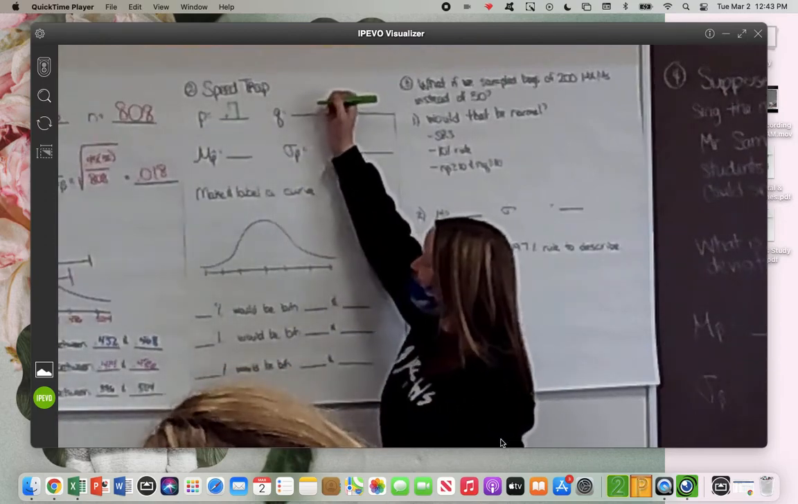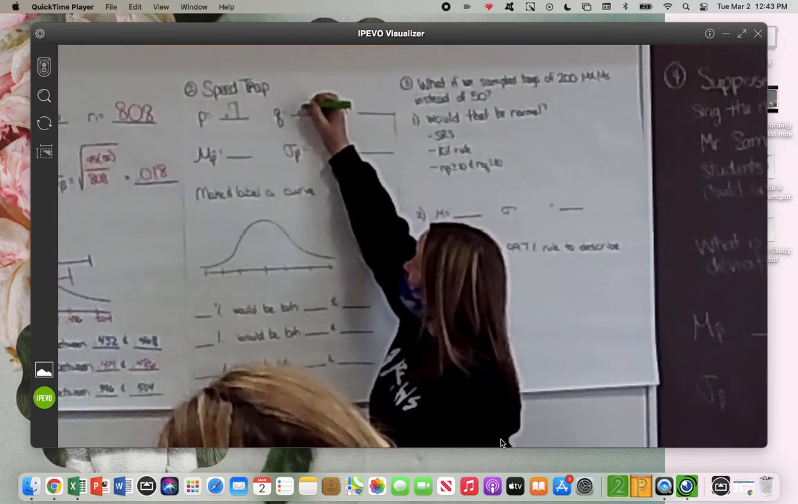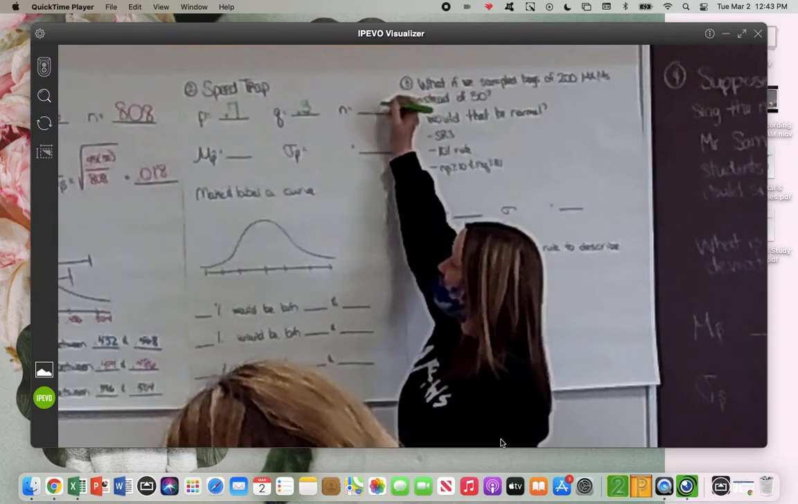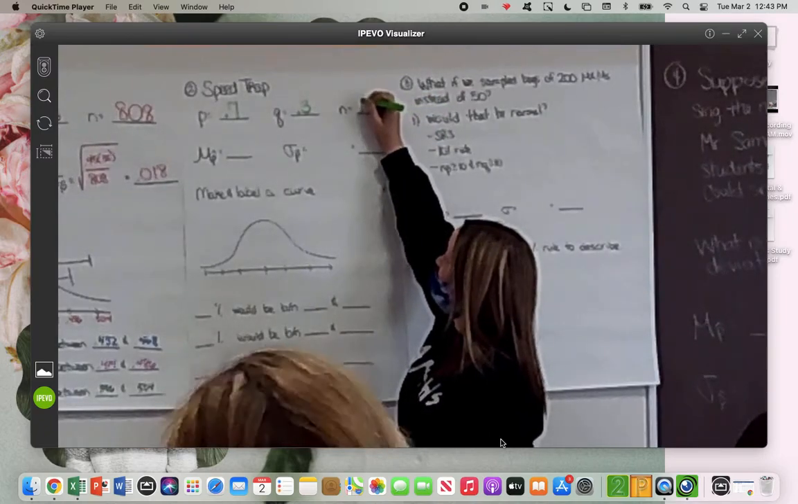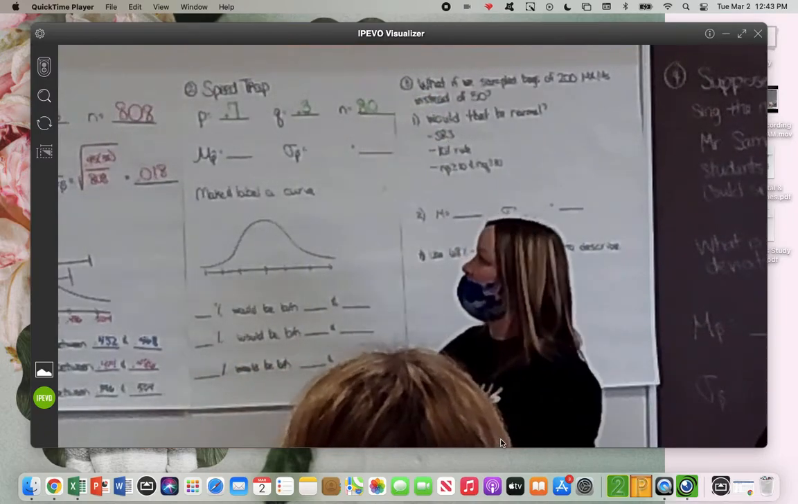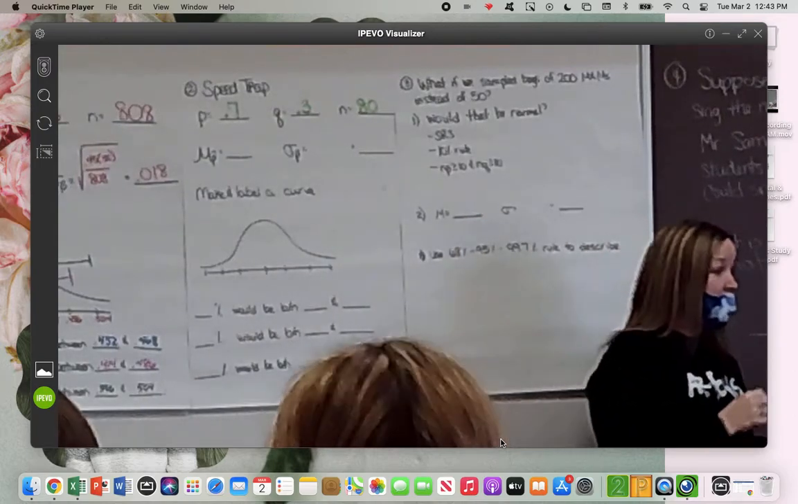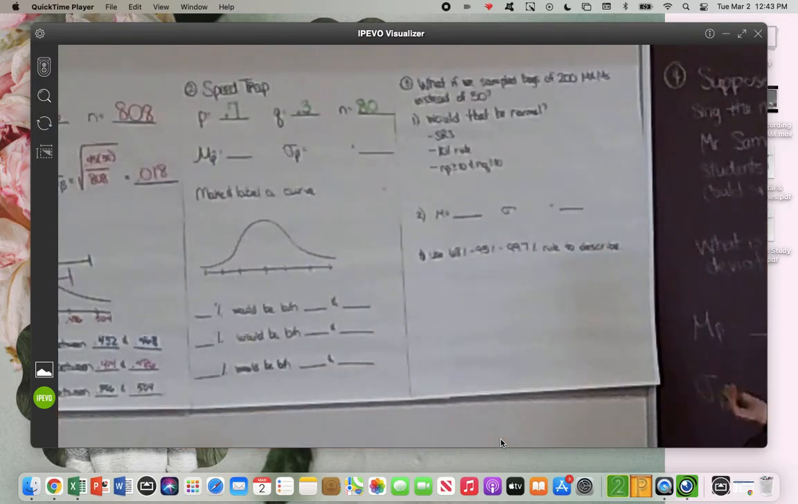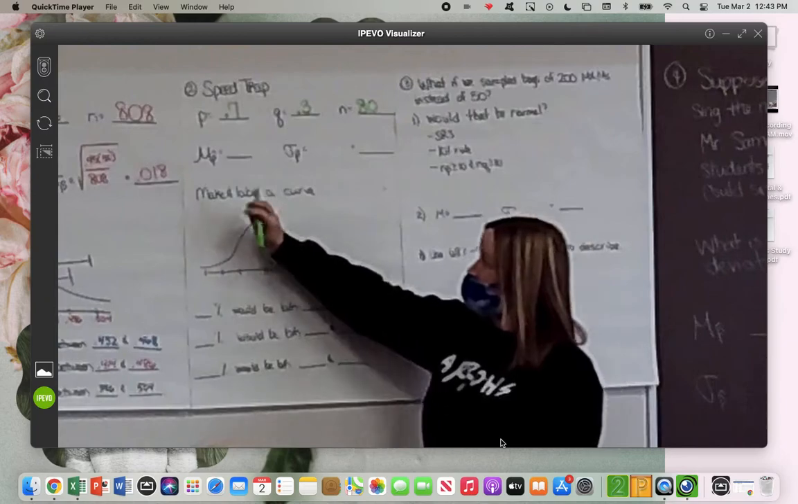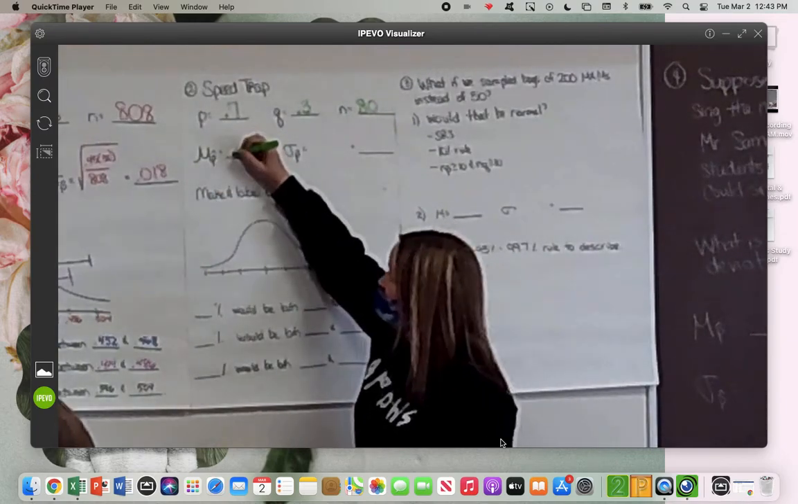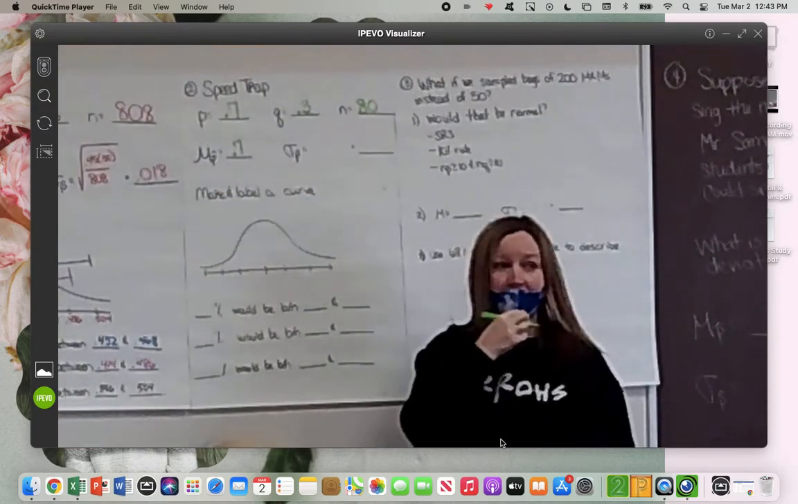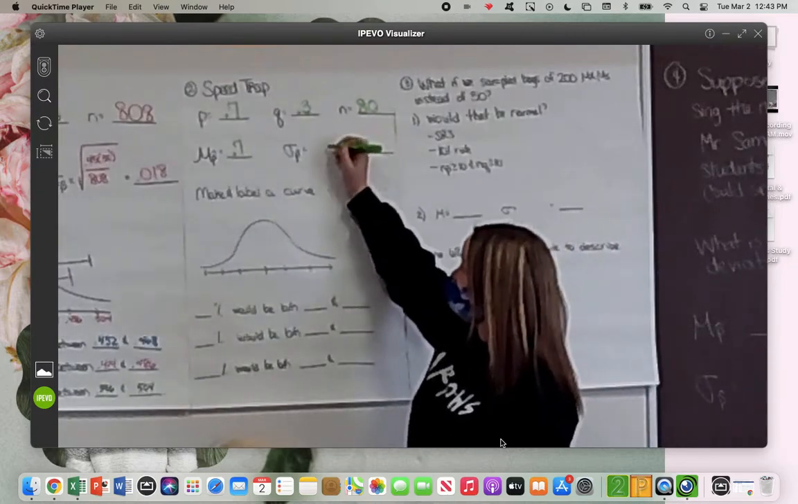What's my probability of a failure then? 0.3. And how many cars did they assess yesterday? 80. All right, so the mean is always the probability of success. So what's our mean here? 0.7. Now, standard deviation, you're going to have to do some work.